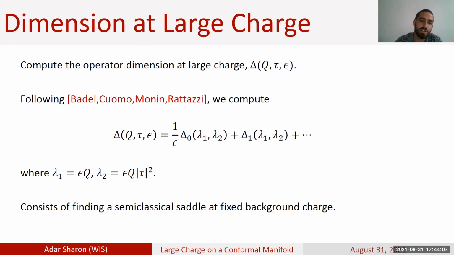So we're going to use this method to compute the dimension delta of Q to subleading order in epsilon. It's a classical limit plus this one loop correction. The basic idea is to find a semi-classical saddle point once you include this background charge.